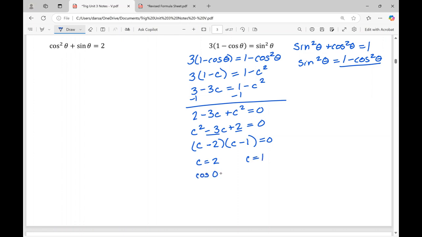So we want to know, when is the cosine equal to 2, and when is the cosine equal to 1? Well, if we remember our functions sine and cosine, what's the biggest that a cosine will ever get? Positive 1. What's the smallest it will ever get? Negative 1. So it is impossible for cosine of theta to ever equal 2. So that part will not give us an answer. The only thing that we'll get an answer from is cosine theta equals 1.